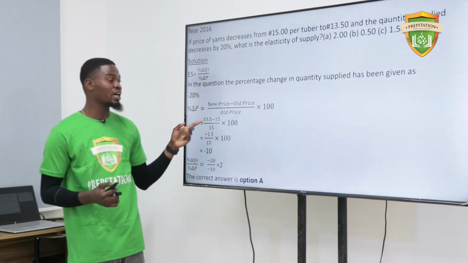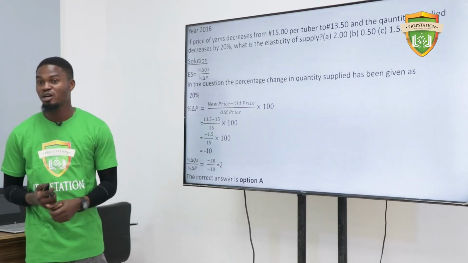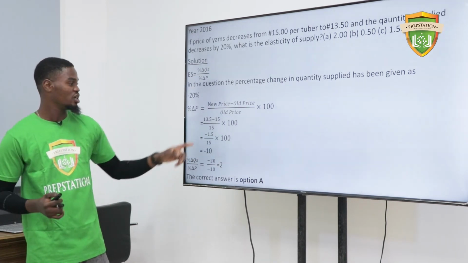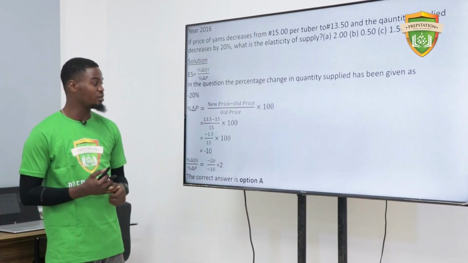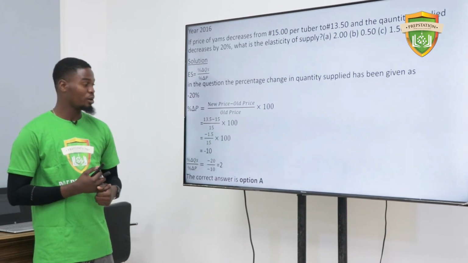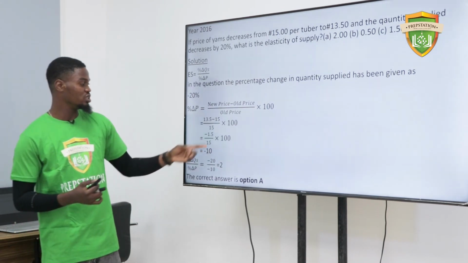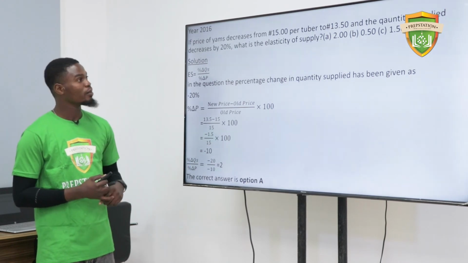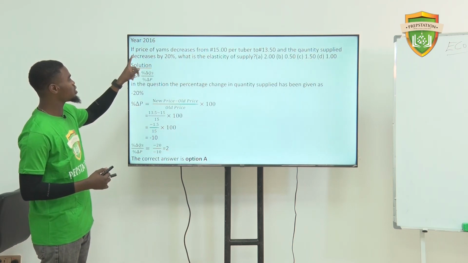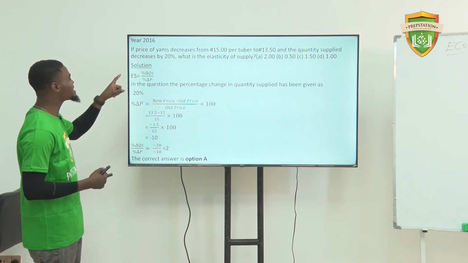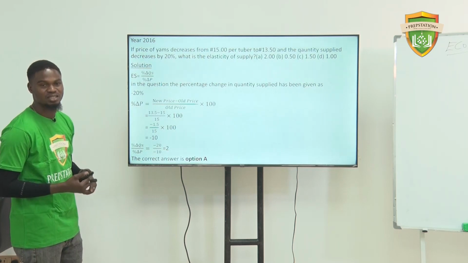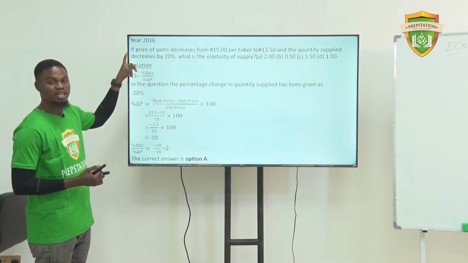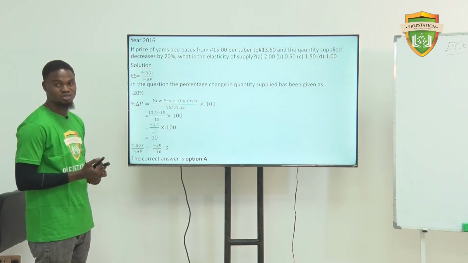So if you look at it, you most likely get a negative. But as I said before, in elasticity, we ignore the negative sign. So 13.5 minus 15, you have your minus 1.5. Dividing through, you have a minus 10. Now, looking at the question, it says the quantity supply decreases by 20%. So there's a decrease, which means a reduction, and a reduction in elasticity is a minus.